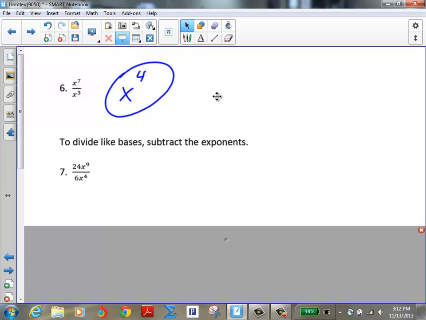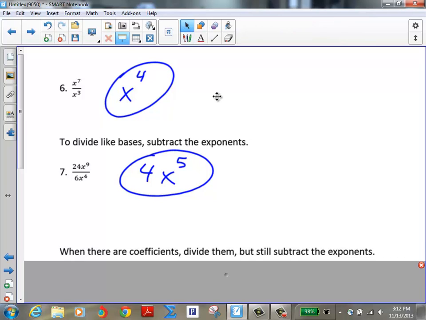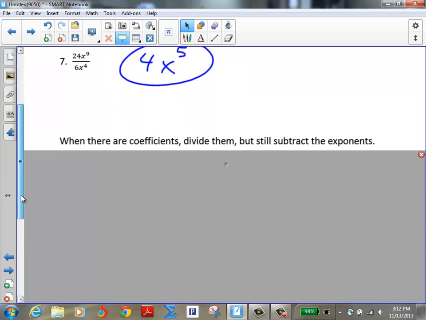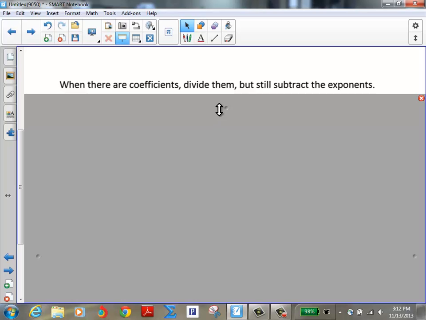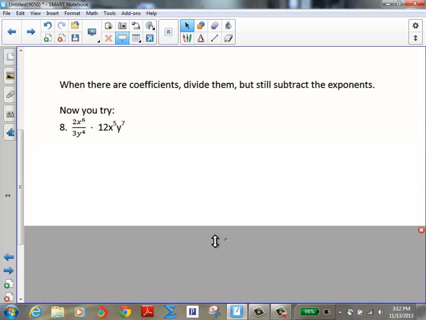Let's talk about coefficients. 24x to the ninth divided by 6x to the fourth. We're going to just divide the coefficients. 24 and 6, that gets us 4. And again, we're dividing x to the ninth and x to the fourth. Subtract their exponents. We end up with 4x to the fifth. So when you have some coefficients, you will divide them, but again, still subtracting the exponents. Now you try this one on your own. Please hit pause.